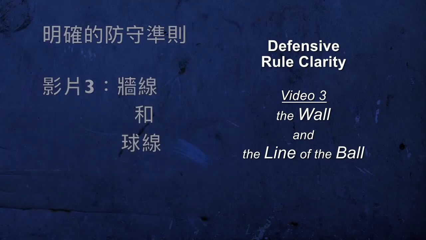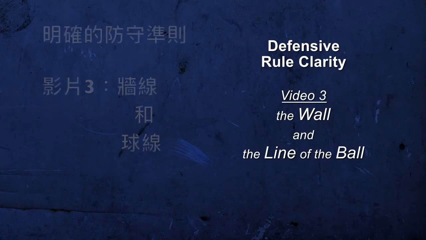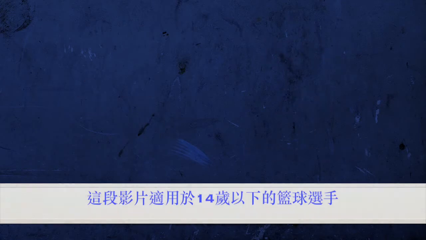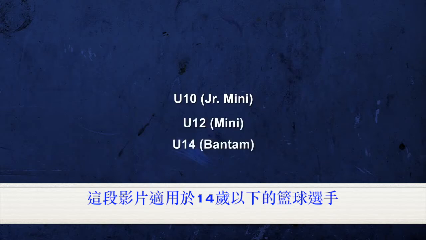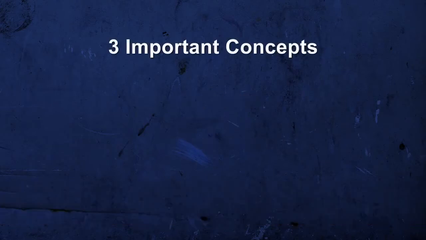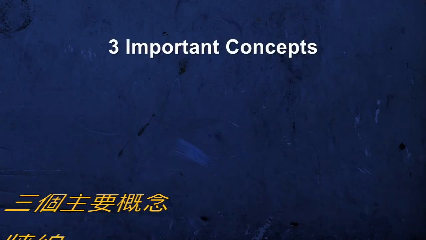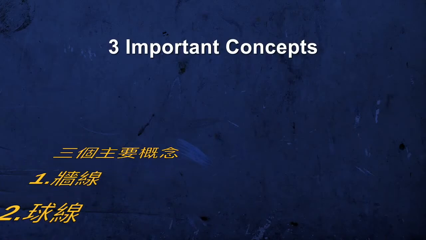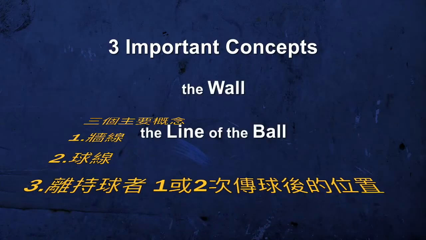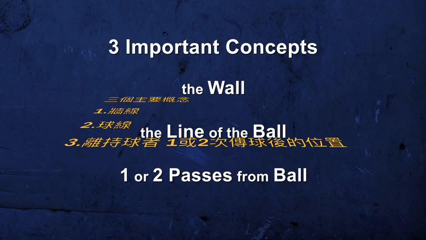The following video explains the guidelines for officiating Halifax Minor Basketball's defensive rules modification. This video is for teams playing in the junior, mini, and bantam divisions. To apply these guidelines, coaches, players, and officials must understand three basic concepts: the wall, the line of the ball, and one or two passes from the ball.